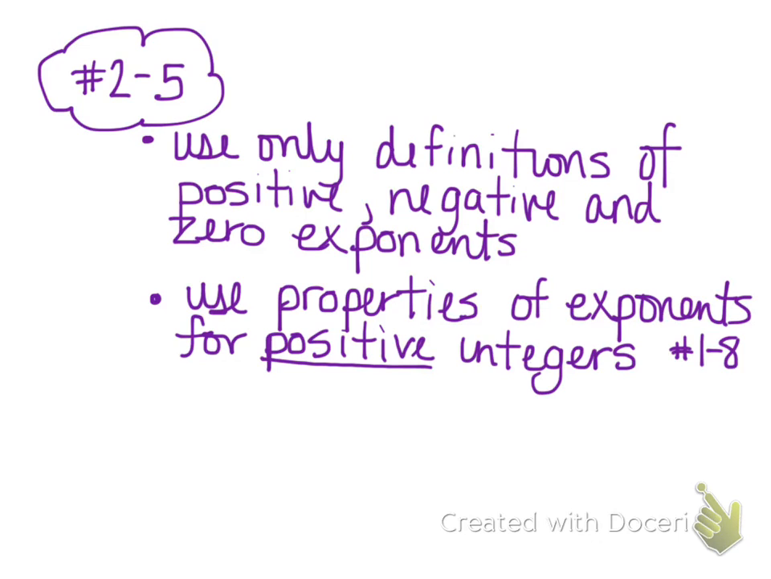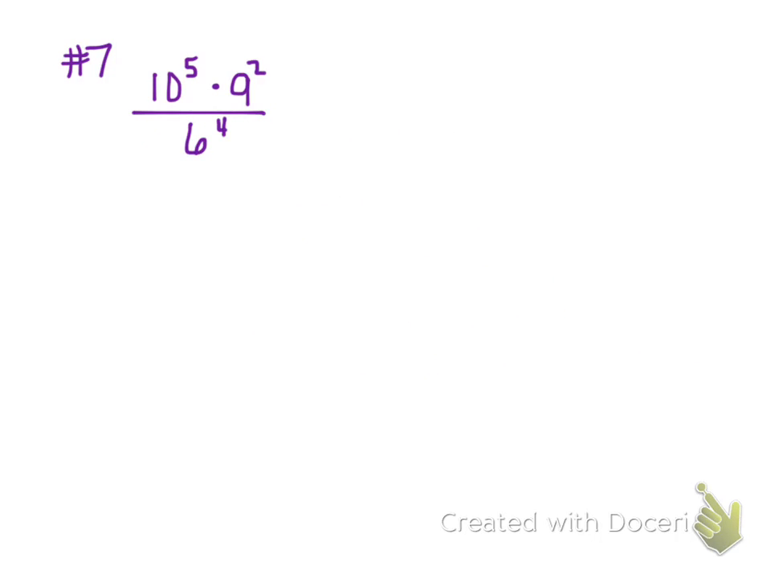So the last one I want to look at is number 7. Number 7 gave you this expression and said to use the properties of exponents to write an equivalent expression that is a product of distinct primes. All right, so what I want you to do now is tell me what does it mean to write something as a product of distinct primes?